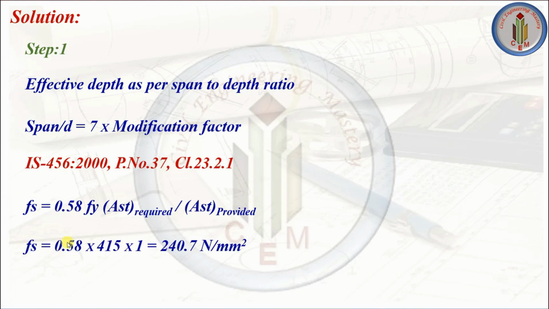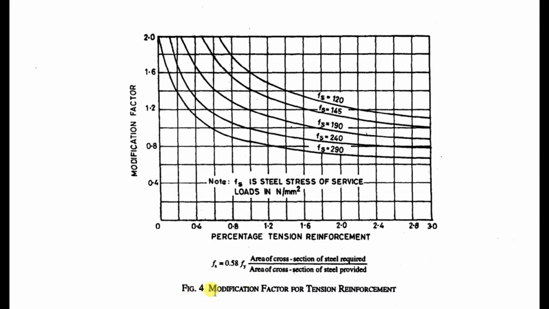So here, 0.58 Fy, where Fy is the grade of steel, 415. AST required and AST provided are the same. We are considering both the same since we haven't done the calculation yet. So that is why we took the value as 1 here. We need to assume the percentage of tension reinforcement. Here I have assumed 0.2%. So by using this stress and percentage of steel, let's calculate the modification factor in IS 456 figure 4, modification factor for tension reinforcement.